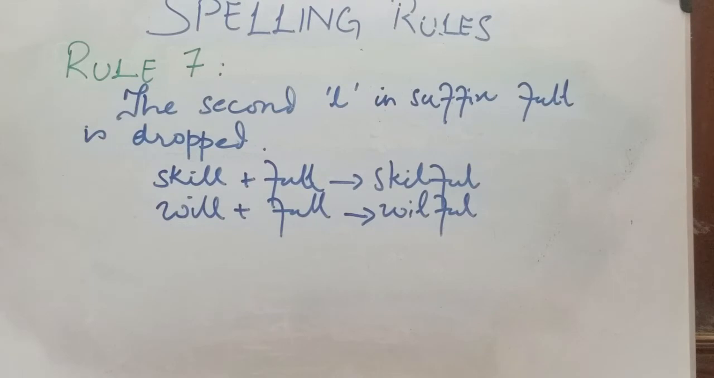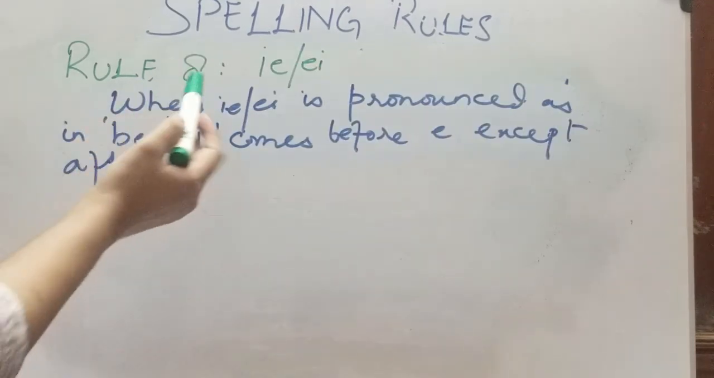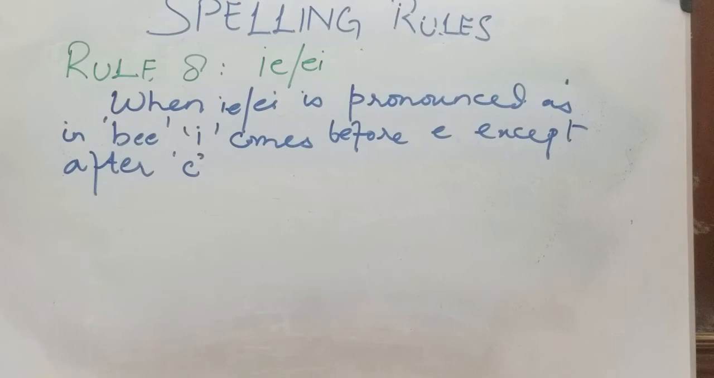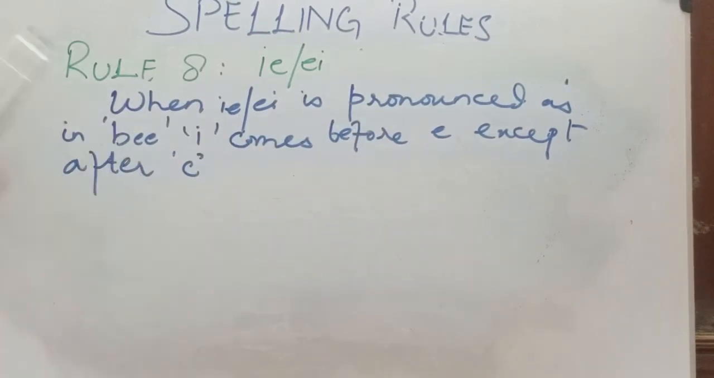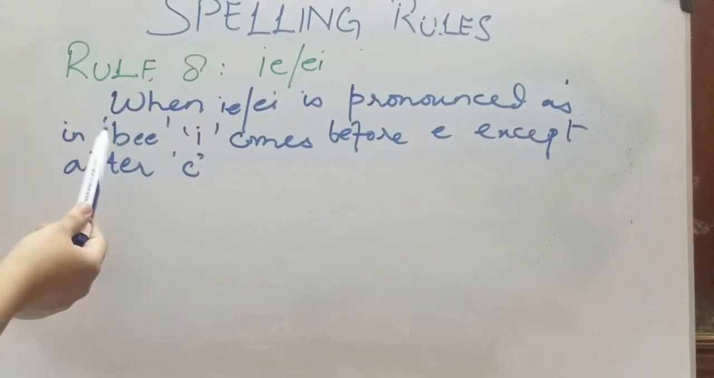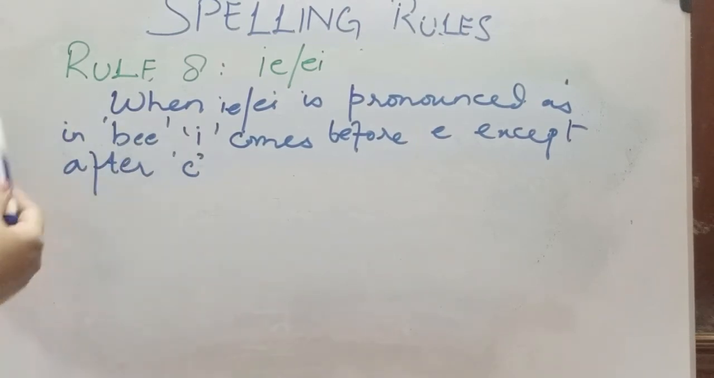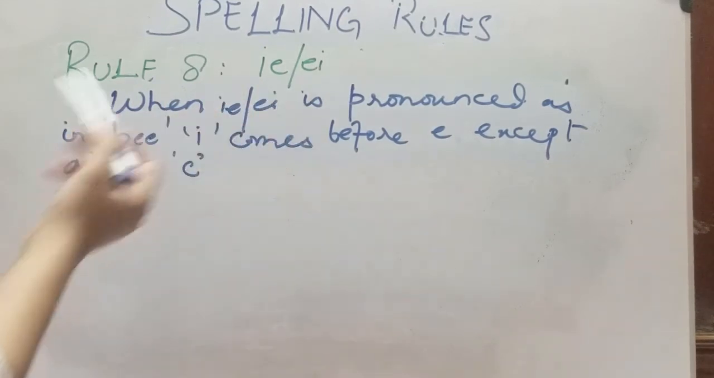Now let's move on to the last one, that is rule number 8. You have IE over here as well as EI. Now see, most people make mistakes while writing the spellings of IE and EI. It's clearly stated over here that when EI is pronounced as in B, we are spelling it as B, but the pronunciation becomes BBIB, right? So it comes before A except after C. Whenever you have a C, you are going to add EI over there, right?